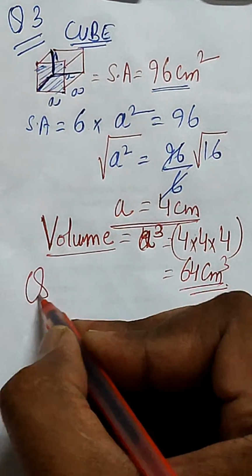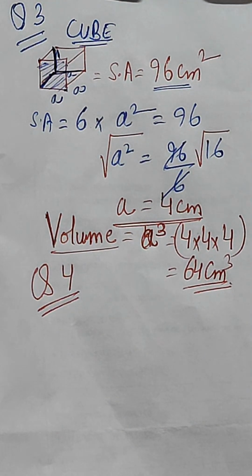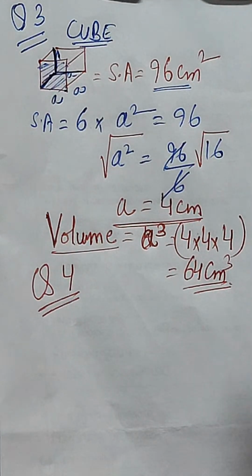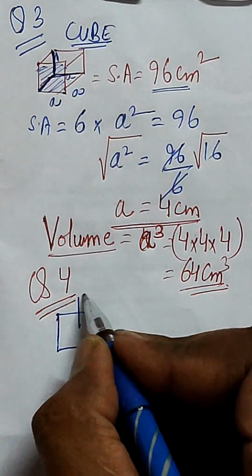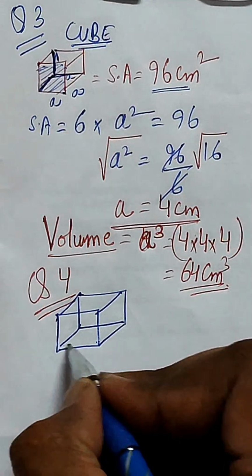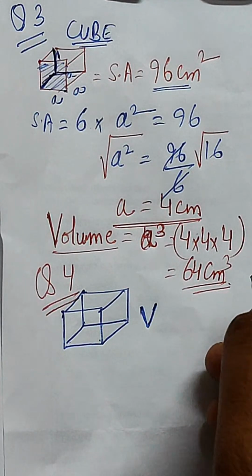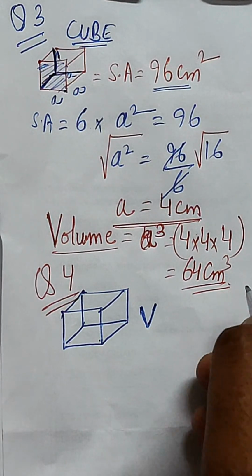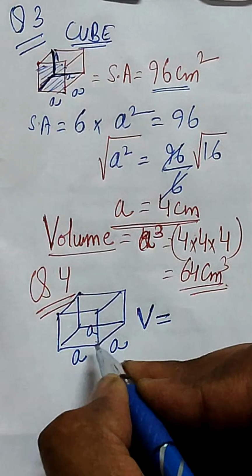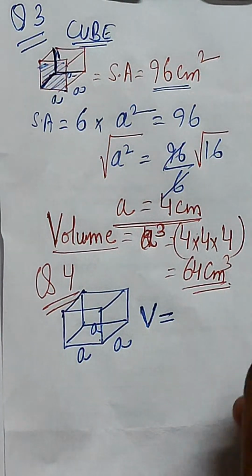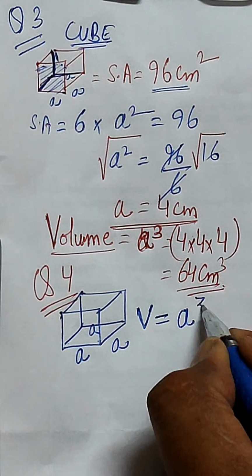Now coming to question number 4. What is question number 4 for today's objective session? If each edge of a cube of volume V is doubled. So this is a cube and the volume of this cube is, let's say, V. Let's say the edge is A, right? L, B, H all are the same, right? Then the volume of this cube is A into A into A, which is A cube.